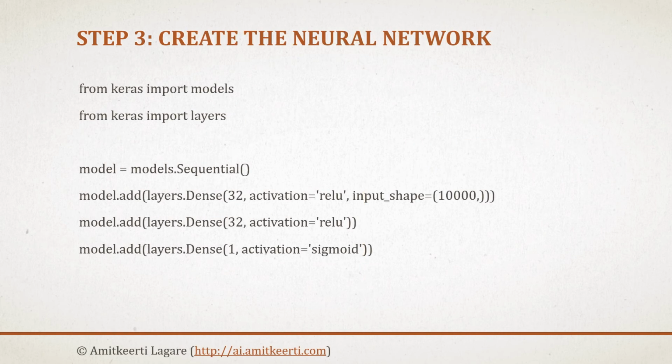We now create a 3-layer artificial neural network. The first 2 layers have 32 neurons and the last layer has 1 neuron which outputs whether the review is positive or negative. We use rectified linear unit, that is ReLU, activation for the input and hidden layer, and at the output layer we use the sigmoid activation function.